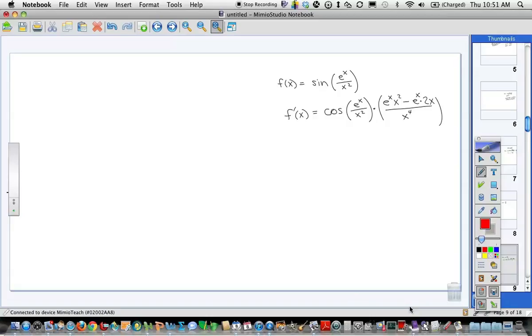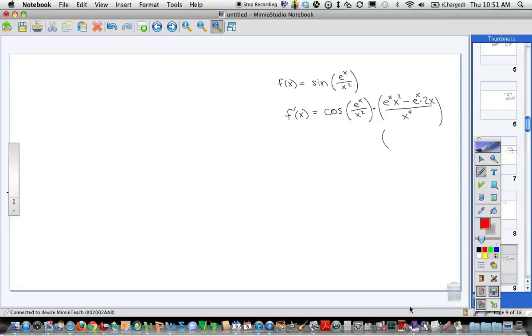Okay? Now, we can't cancel anything inside of the cosine. So don't try to do that. But there is something we could simplify here. We could take out e to the x, but that wouldn't cancel with anything, so I probably wouldn't. You could, it wouldn't hurt anything. But I would take out an x because it can cancel there.